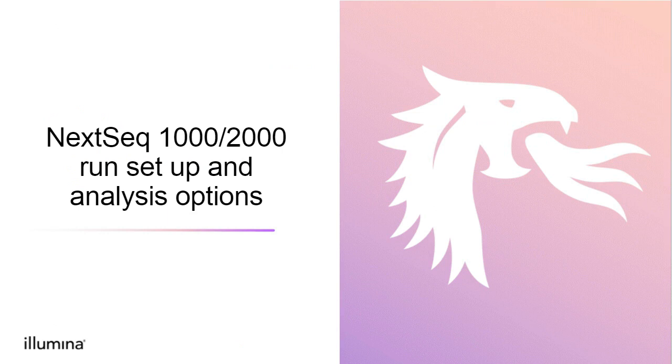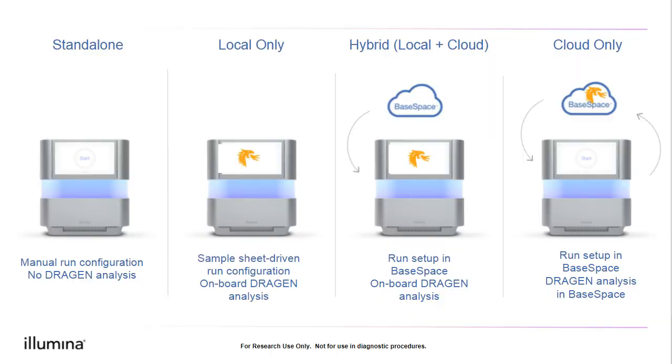Okay, so now that we know how to compress and decompress FASTQ files, let's get into the run setup options for the NextSeq 2K. There are 4 different run setup modes. First, we have standalone mode. And for standalone mode, no DRAGEN analysis occurs on the instrument or in the cloud.